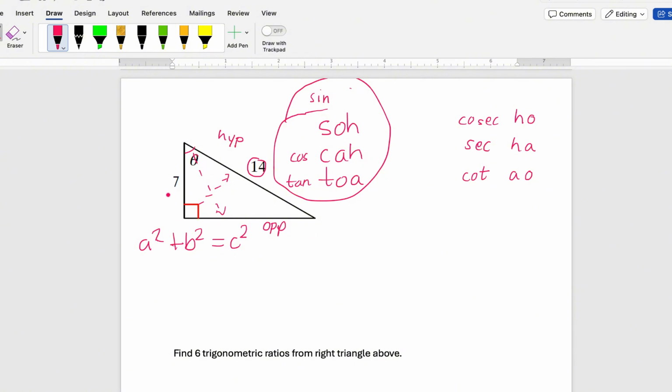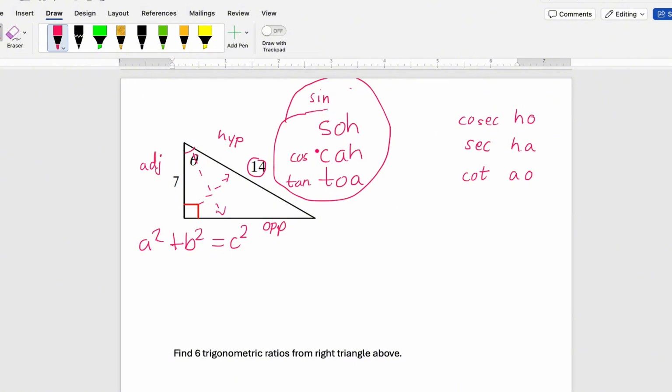And this 7 units is next to that angle theta, so we call this adjacent. Remember, adjacent means next to. So 7 is next to theta. So we have three things: adjacent, opposite, and hypotenuse. And we're going to use these in each of the trigonometric ratios to find them.